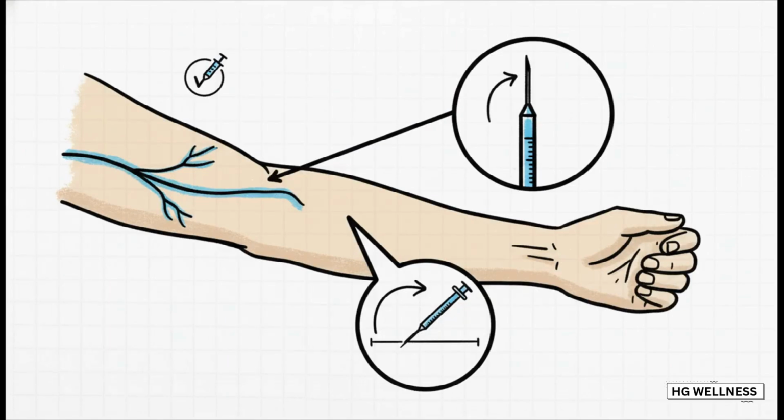Now let's talk about the little details that add up to a perfect draw. First, always aim for the median cubital vein if you can. It's your most reliable target. Next, use a 23-gauge needle or larger to avoid damaging the red blood cells. We'll touch on why that's so important in a minute. And finally, the mechanics. Bevel up and enter the skin at a smooth 15 to 30 degree angle. This is where practice really makes perfect.